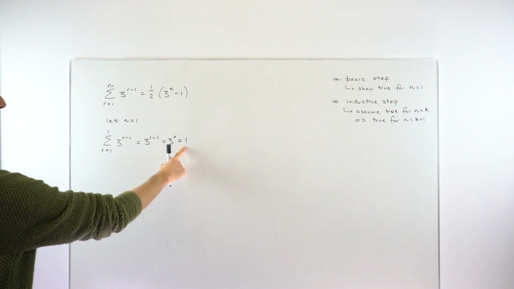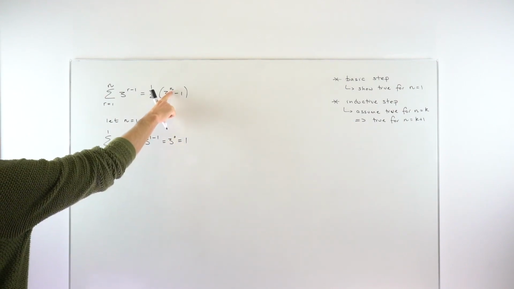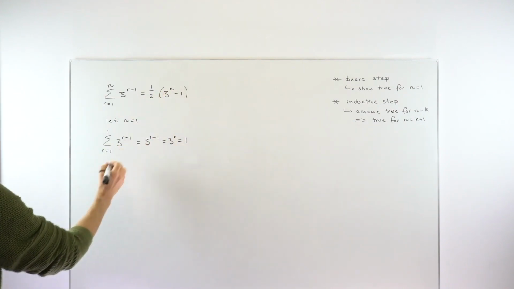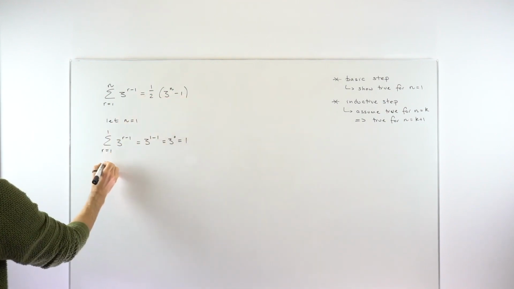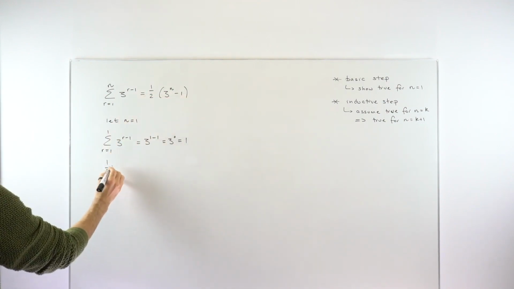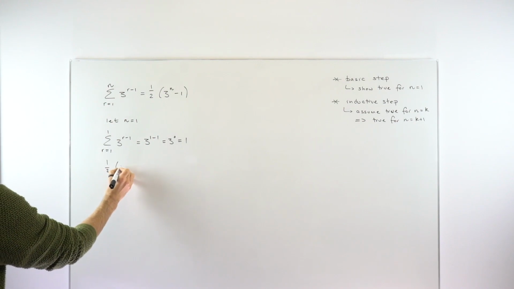We want to check that that's what we'll get if we put a 1 in here for n as well. So that right-hand side, if you like, that's going to be 1/2. It's really just a numerical thing, mostly, when you're using the basic step, the first step in proof by induction.